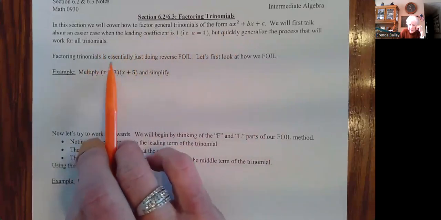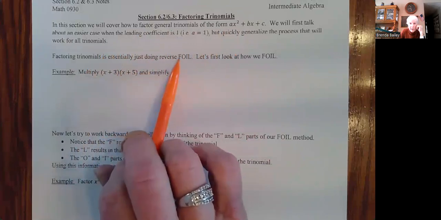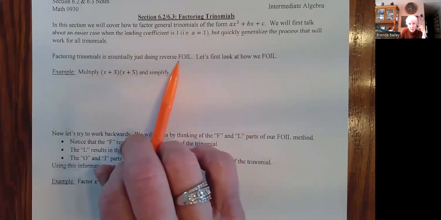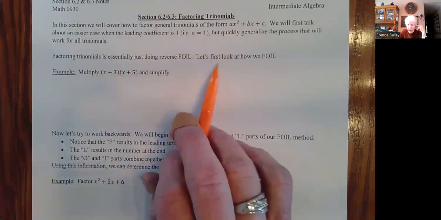Factoring trinomials is essentially just doing reverse FOIL method. So again, this is why I kind of concentrated on the FOIL when we were multiplying, because we're going to be using this to reverse the process. Let's look at how we FOIL.